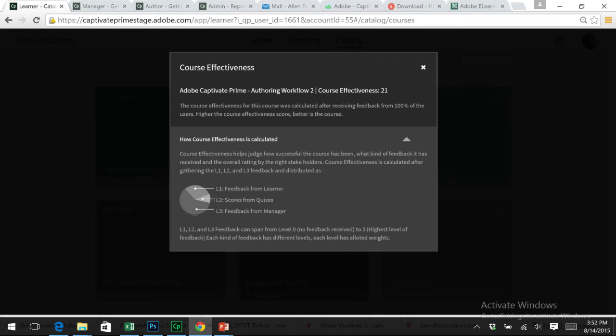The L2 feedback, those quiz scores, is a smaller chunk. And the largest chunk is the feedback from the manager, and that's how course effectiveness is calculated in Adobe Captivate Prime.